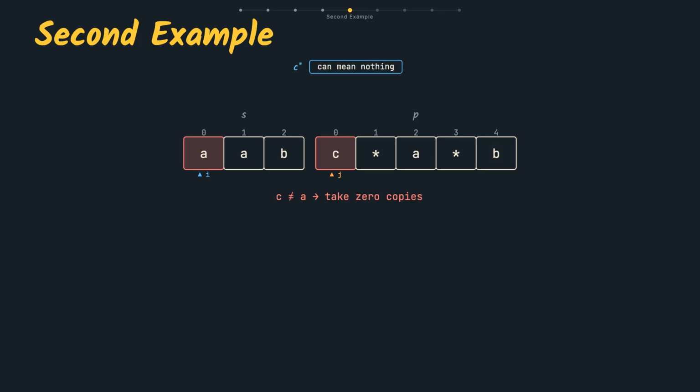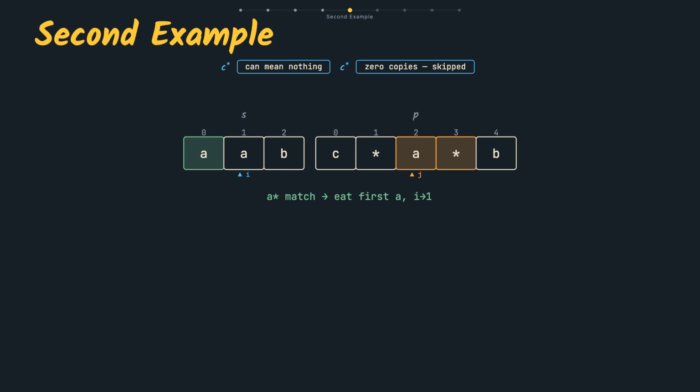Here's a subtle thing. Even though C never appears, the pattern is still valid, because the star lets it mean nothing at all. This is the case our first run never showed. The star used 0 times, skipping a letter that isn't even in the string. So jump past C star. Now we're sitting on A star in the pattern, still on the first A in the string.